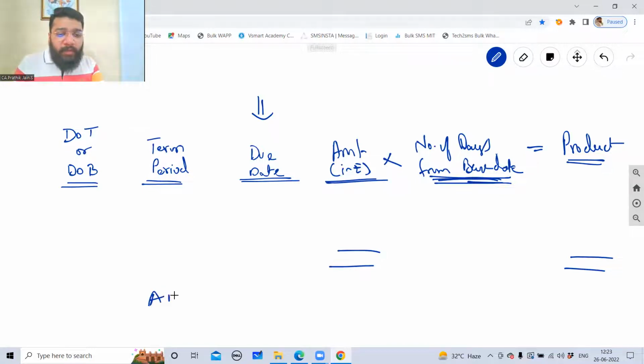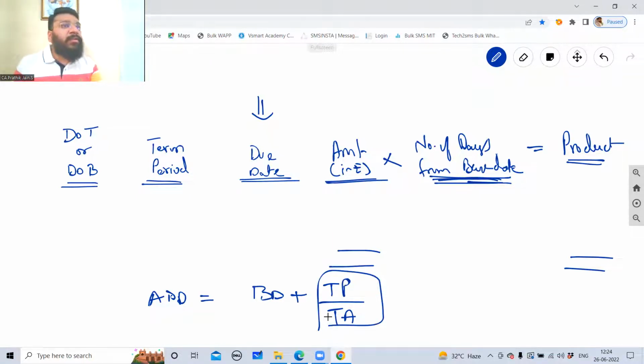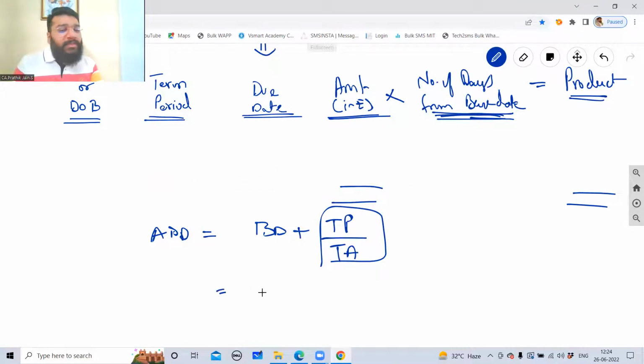So what is the average due date formula? Base date plus total product divided by total amount. Now this you will get in fraction. So the fraction will be rounded off. And then you'll get the average due date.